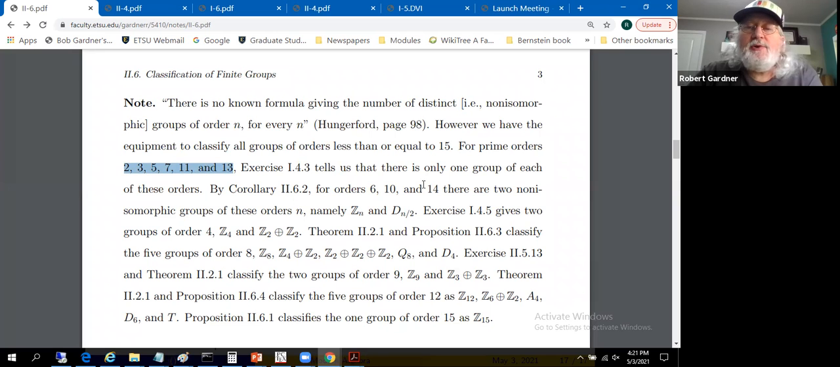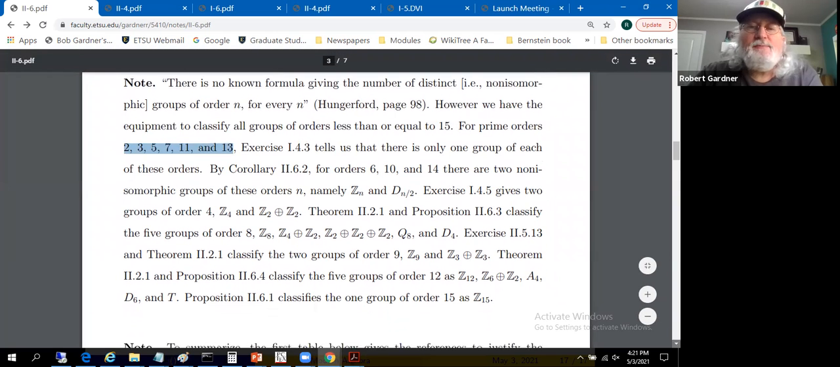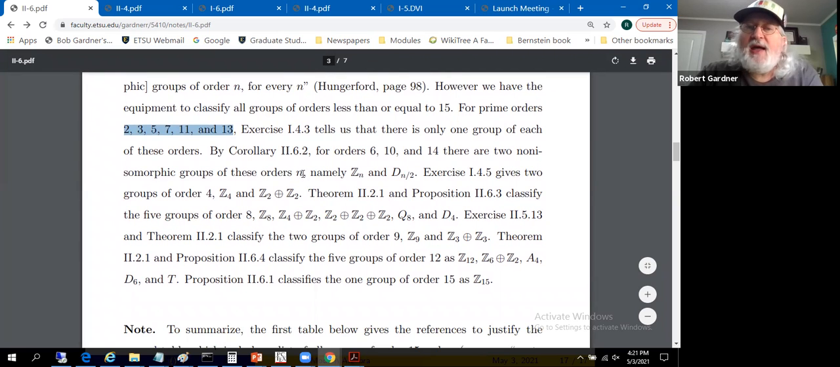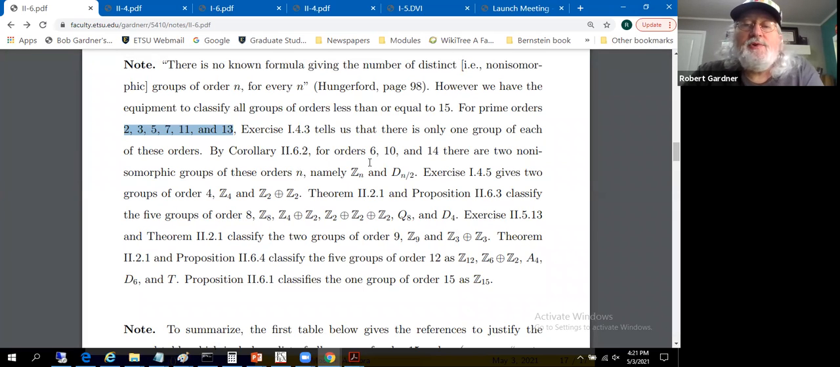Corollary 2.6.2 dealt with twice a prime, 2p. If I have a group of order 2p, where p is an odd prime, so this covers 6, 10, and 14 in the range we're interested in, there were two non-isomorphic groups of order n. They were the integers mod n and the dihedral group D sub n over 2. We dealt with this as 2p, so we had the integers mod 2p and the dihedral group D sub p, which was the way it was stated in the corollary. So that takes care of 6, 10, and 14.